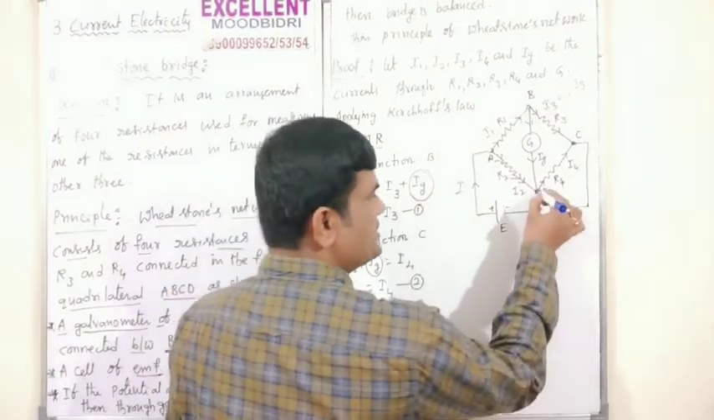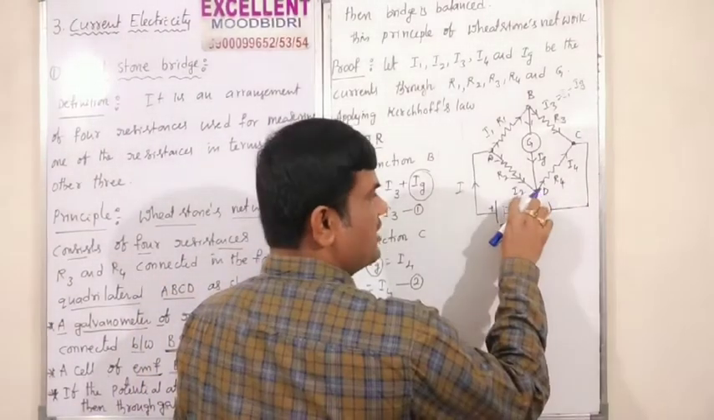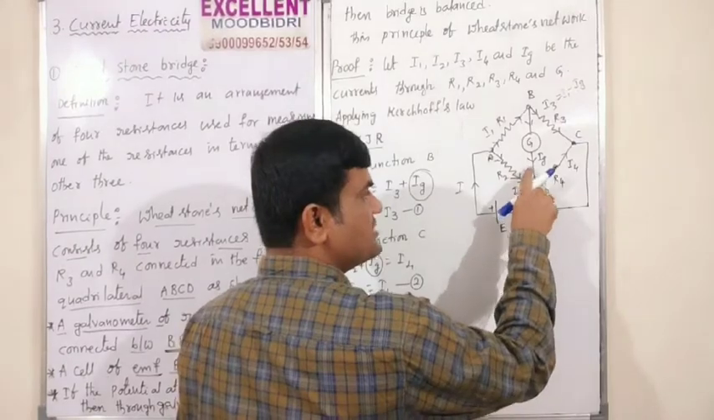Next, at this point, how much current is entering? I2 and Ig.